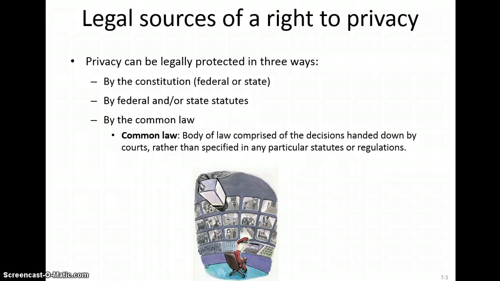So when we're talking about legal sources of a right to privacy, there are a couple of different areas we can draw upon. Of course, the Constitution. We can look at federal and state statutes. And we can also look at common law. This is the body of law comprised of decisions handed down by courts rather than specified in any particular statutes or regulations. And I would say that in the instance of privacy, this is an area where we're able to get a lot of support as it pertains to common law.